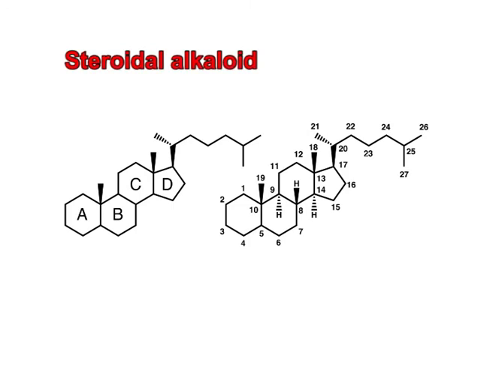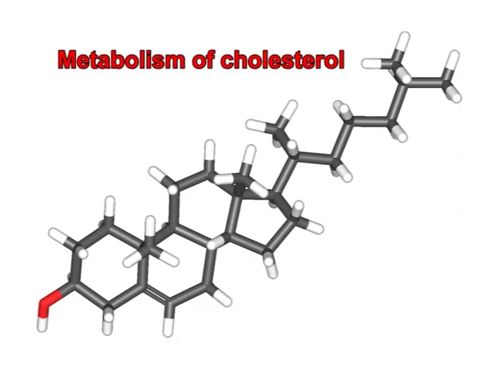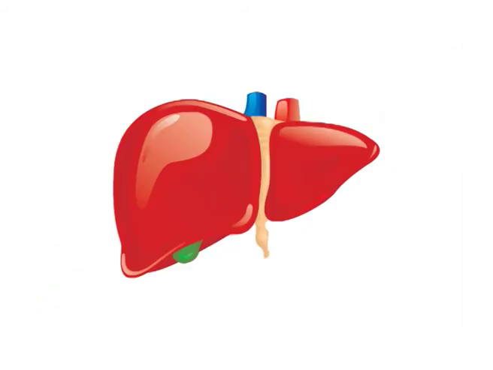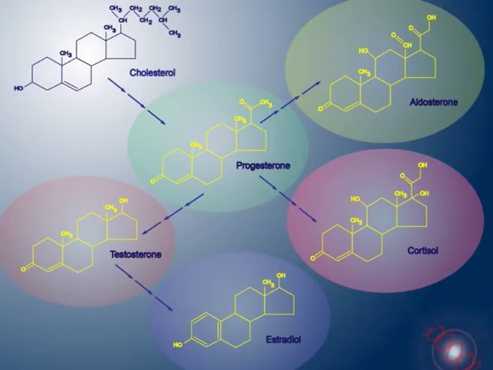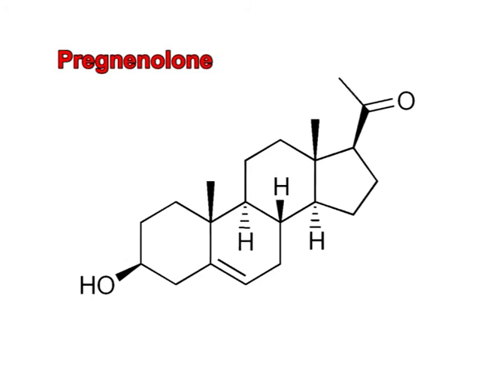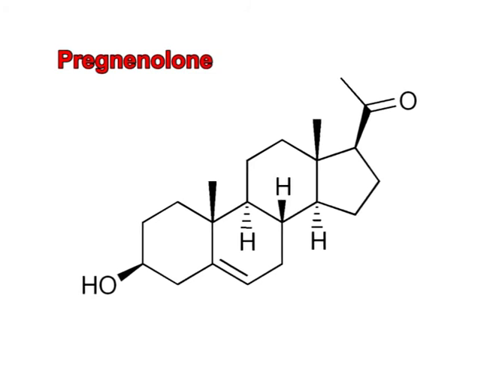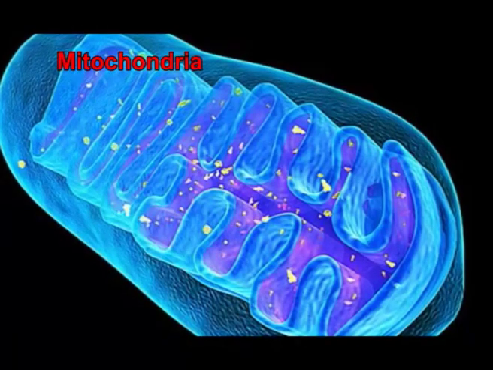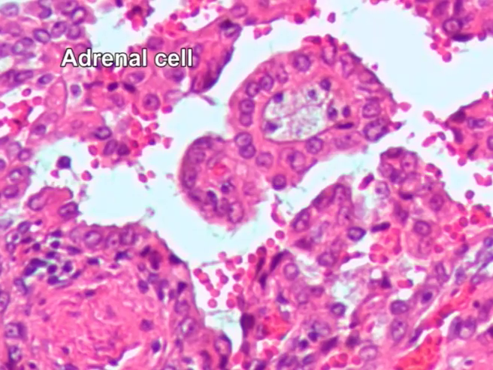The steroidal alkaloid solasodine isolated from Solanum species has also been used as starting material for steroid drugs. The bile acids are produced from metabolism of cholesterol in liver. Many hormones are made from cholesterol. All mammalian steroid hormones are formed from cholesterol via pregnenolone through a series of reactions that occur in either the mitochondria or endoplasmic reticulum of the adrenal cell.